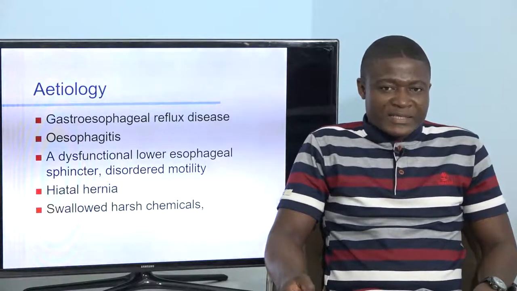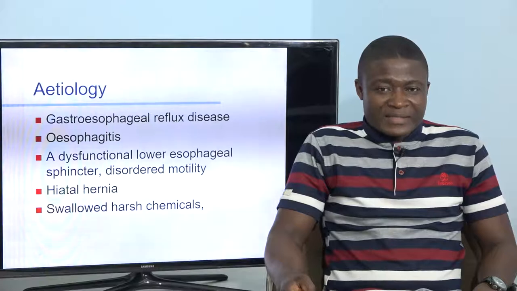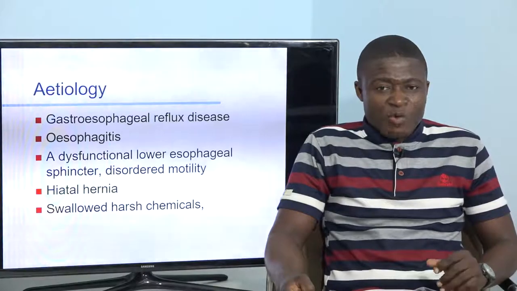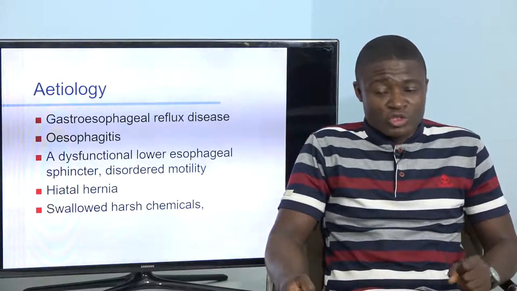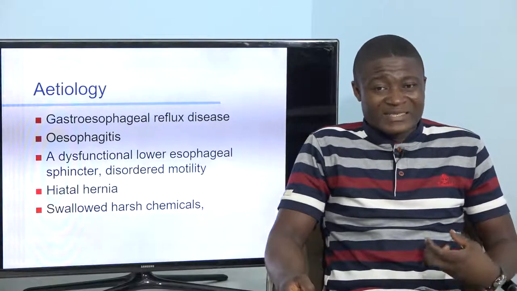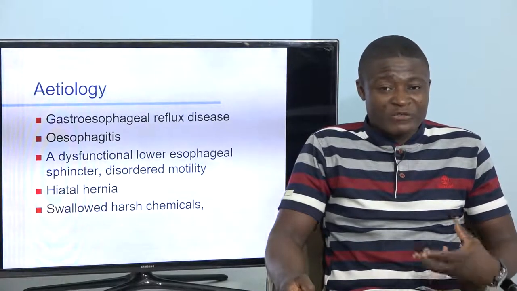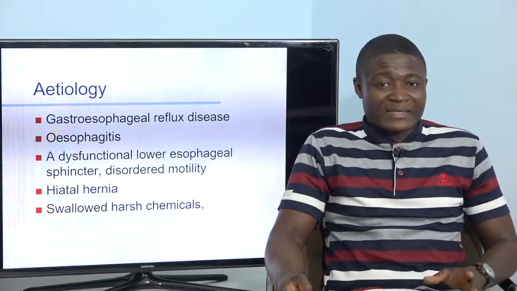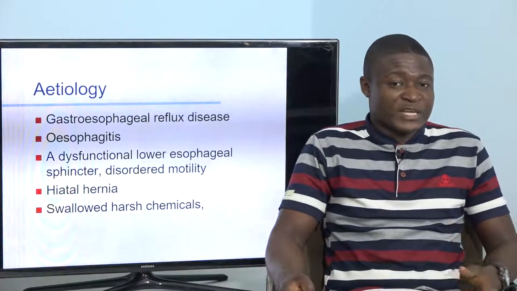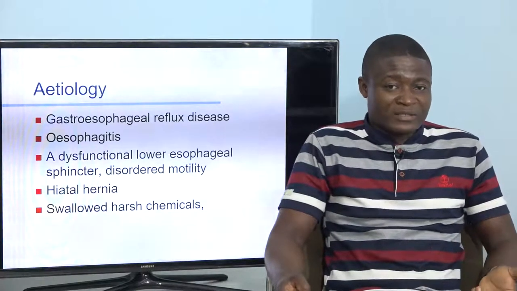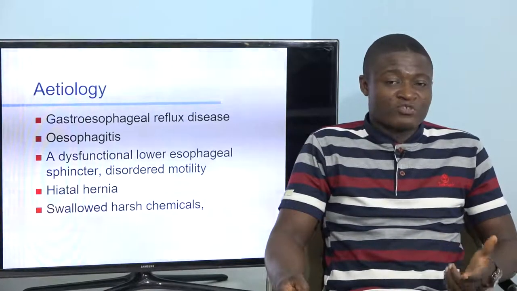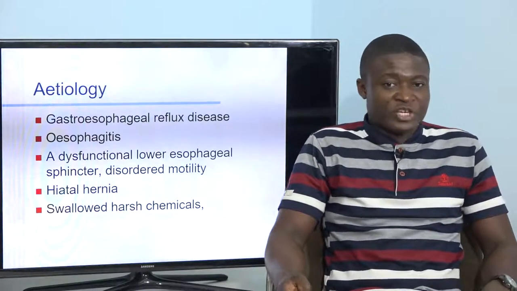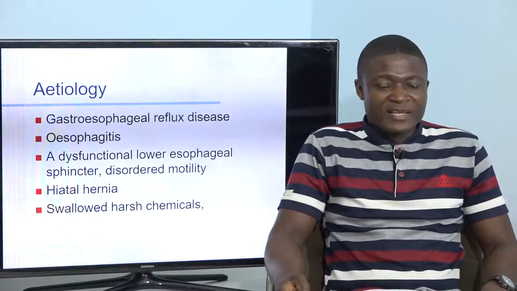Another causative factor is a dysfunctional lower esophageal sphincter. Dysfunctional means that when you need it to open, it will not open, and when you need it to close, it will not close. So if it becomes incompetent, content within the stomach can reflux back into the esophagus at any point in time, because the sphincter doesn't close back. So acidic content moves into the esophagus, and then it can eventually lead to GERD, and then eventually lead to esophageal stricture.